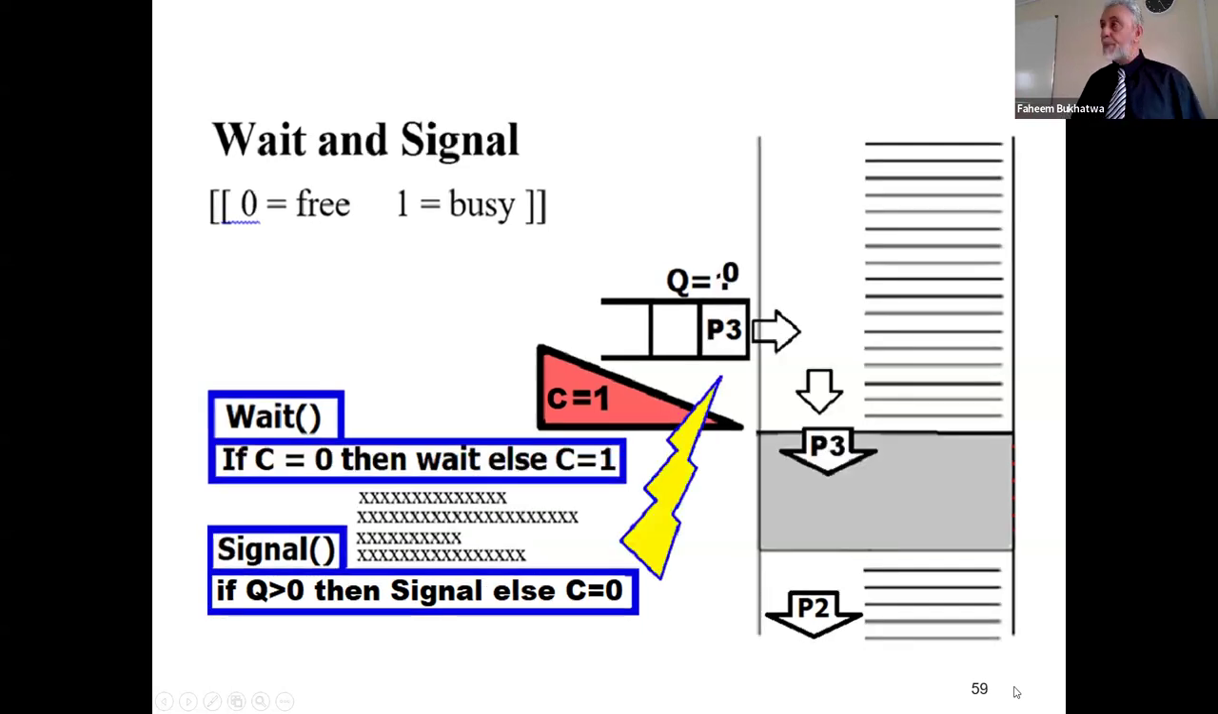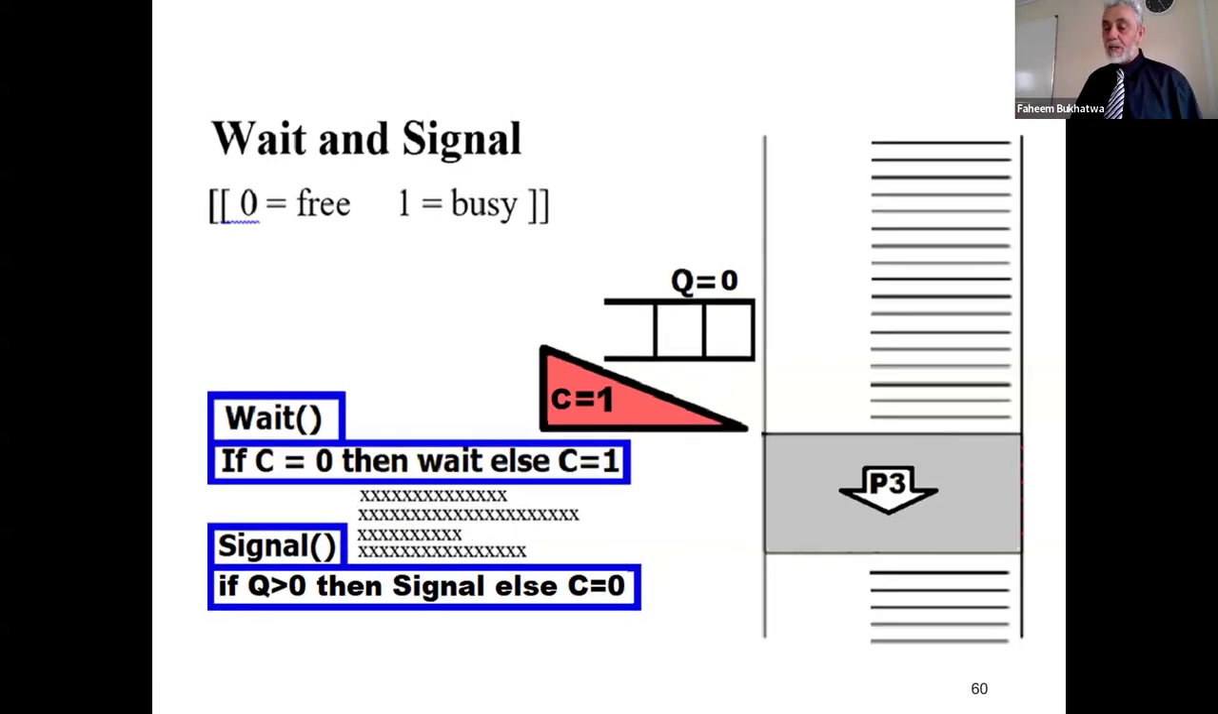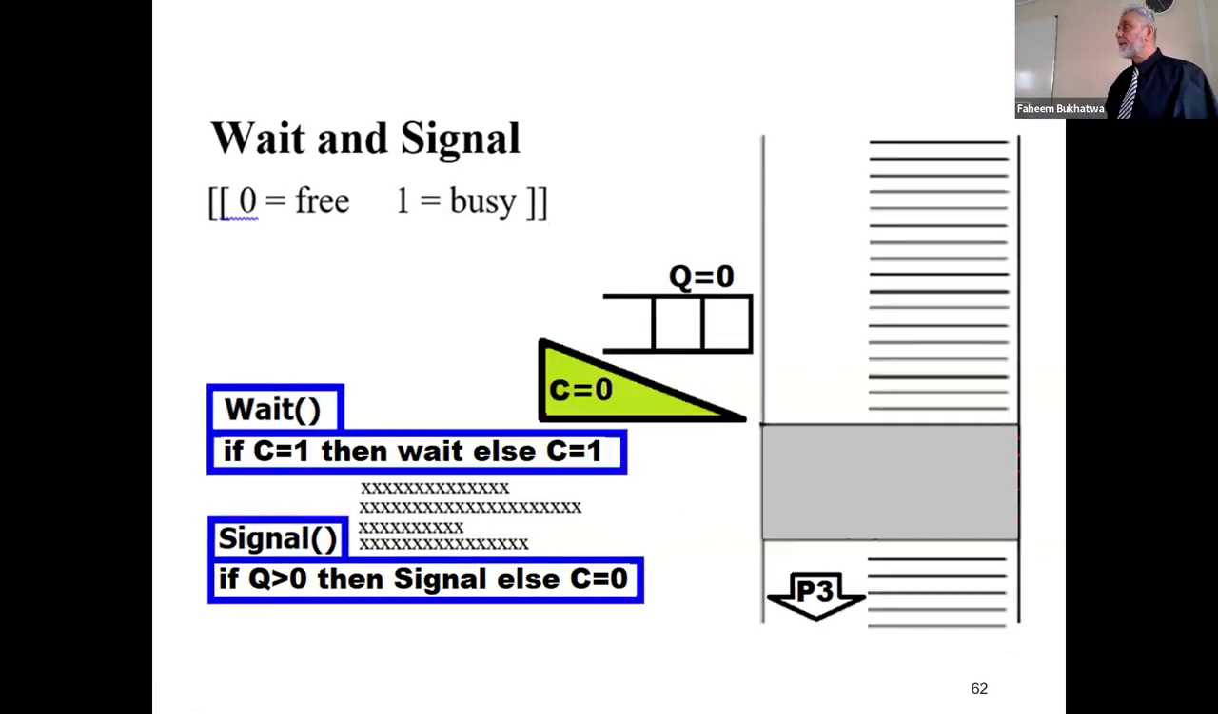So it will signal number 3. And number 3 will go into the critical section. Now when number 3 leaves and checks, is there anybody in the queue? There's nobody in the queue. But in that case, if there's nobody waiting, well then turn the flag into 0. Make it show that it's free.